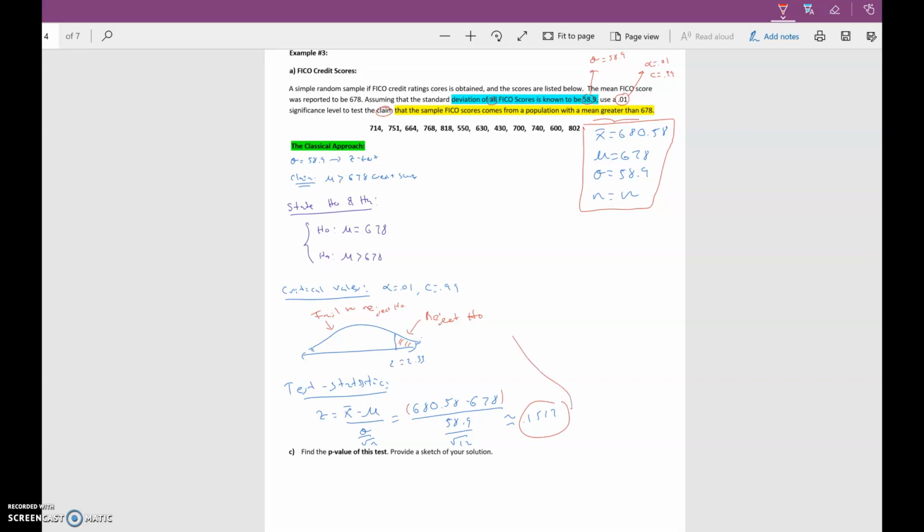Now we're actually not done. From here, we're going to draw the conclusion. Since the test statistic, 0.1517, is on this portion here, keep in mind that this is 0, so this actual value is going to be somewhere in here. We land on the fail to reject H0. So our main conclusion is going to be to fail to reject H0.